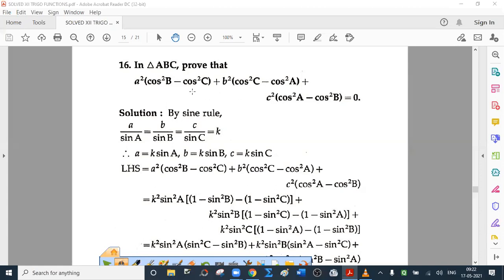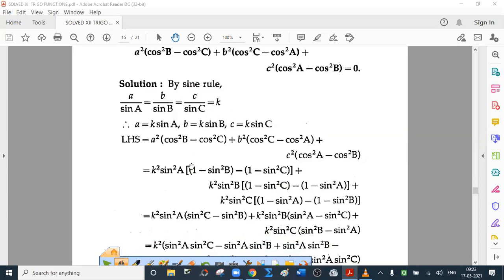Actually, you will notice that the first, second and third terms can be written just by making cyclic changes. So it is sufficient to simplify only one, and then you can say by making cyclic changes and so on. But in this solution, they have considered all the terms. That is also correct. By sine rule, a by sine A is b by sine B is c by sine C is k. So a is k sine A, b is k sine B, c is k sine C. Begin with LHS.